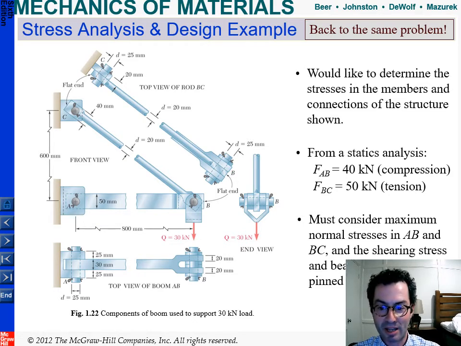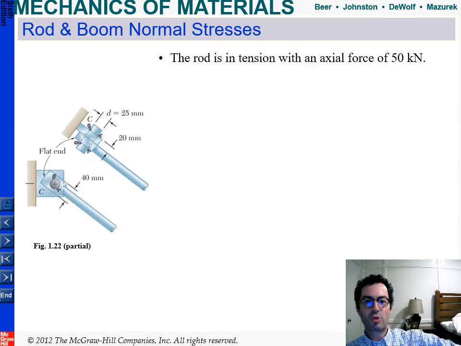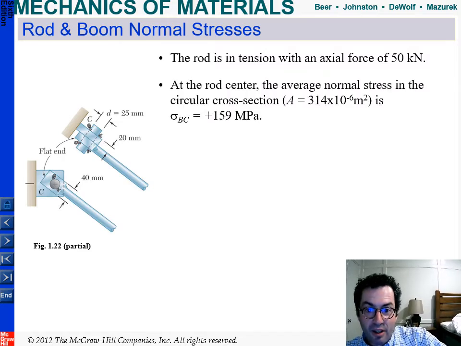You've got to consider the maximum normal stresses in A and B and B and C, and the shearing stress and bearing stress at each pin connection. So here's what we're worried about, y'all. We want to figure out where the weakest point is. That's what's going to fail. So let's look at the rod.